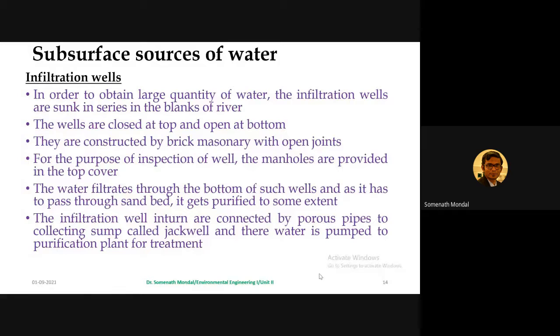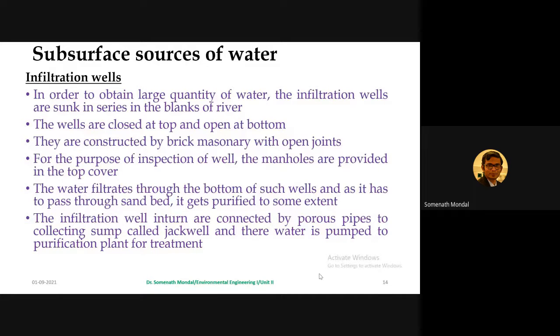Next is infiltration wells. This is also one sort of formation which we are talking about. In order to obtain a large quantity of water, the infiltration wells are sunk in series in the banks of the river. The wells are closed at the top and open at the bottom. They are constructed of brick masonry with open joints, as you know. You can see this in the next slide. For the purpose of inspection of the well, manholes can be provided at the top cover.